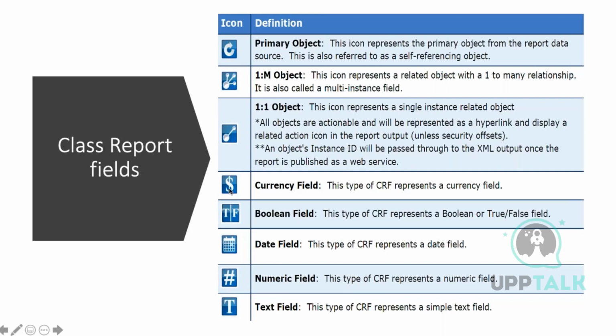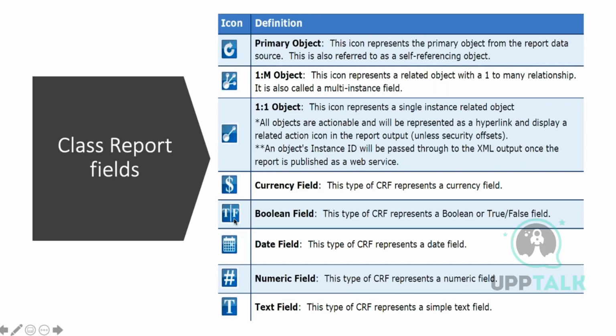Then comes your currency field. Currency fields are basically fields like salary, base pay, allowance amount, all those fields which have currency details attached to them, like USD, INR. Those will become your currency fields. It's always denoted by your dollar sign.